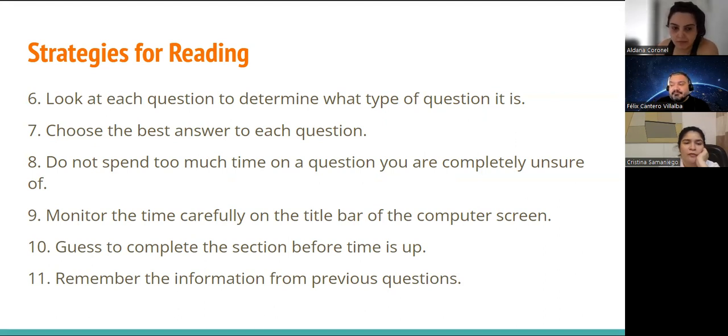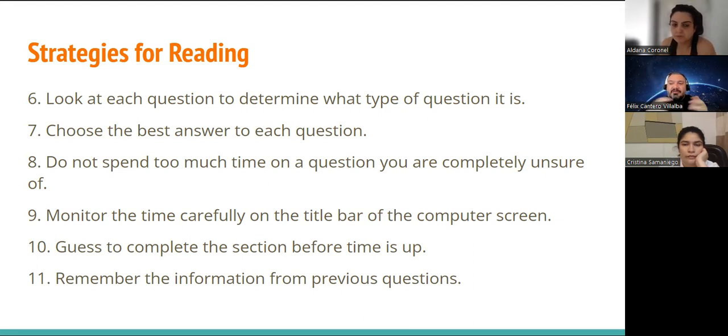Remember information from previous questions. Yes, so because the test is designed for you to do this, like read the question and then go back, usually the questions that are about global information or information that appears in the last parts of the text will be last as well. So the first questions deal with the first paragraphs, the middle questions with the middle paragraph, and the last questions with the last paragraphs or with the general idea of the text.